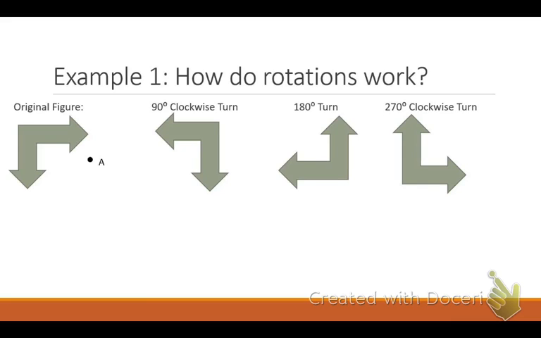But on a quiz or a test, you're going to see a question like this, and it's going to say, here is your original figure, all right? And it's this figure that has arrows on both ends. And point A is your point of origin, okay? That basically means that that is the point in which you're rotating around, okay? So we're rotating around that point.